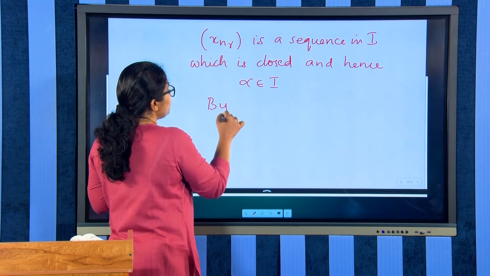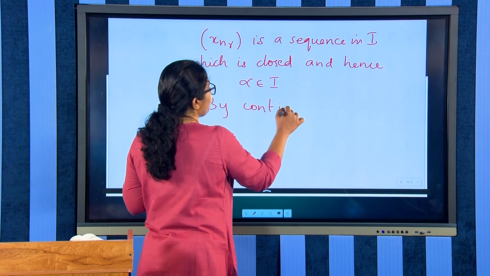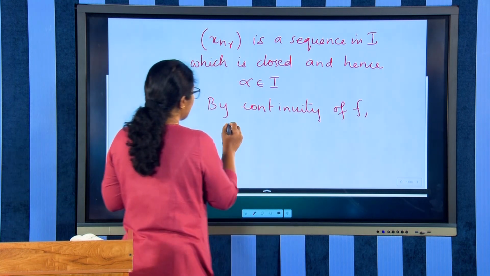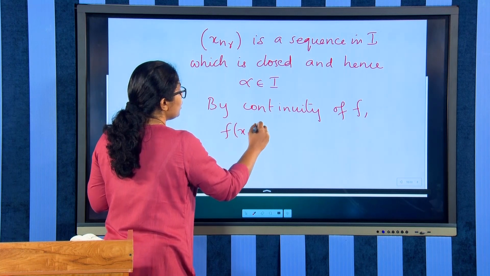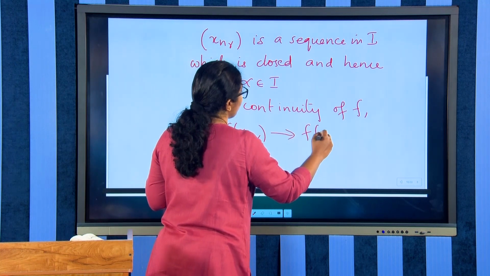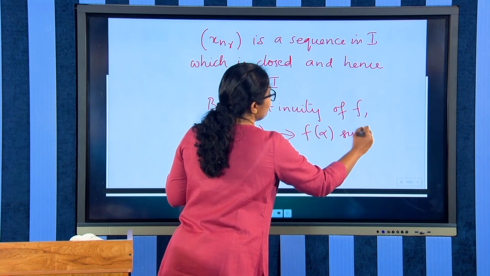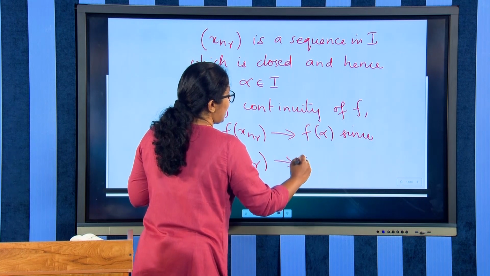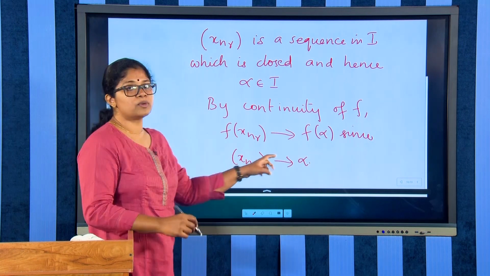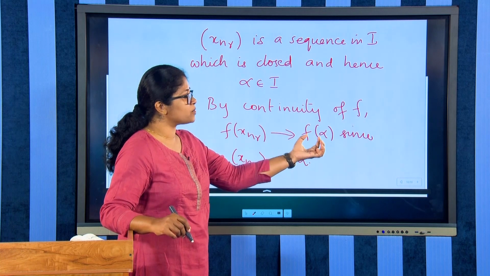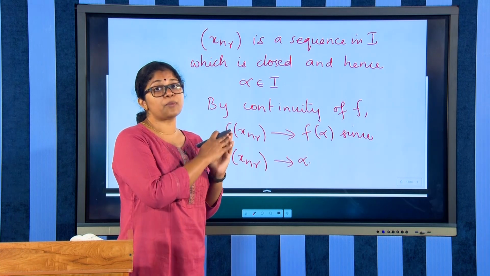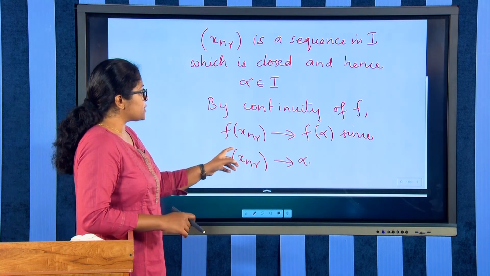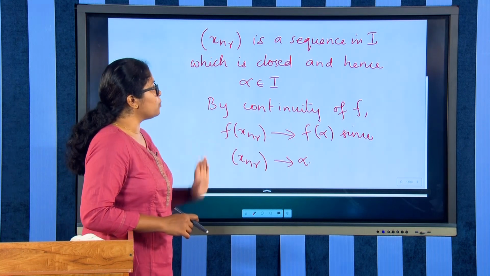Now by continuity of f, f of xnr should go to f of alpha, since we have seen the sequence xnr goes to alpha. So xnr goes to alpha means f of xnr goes to f of alpha, by the sequential criterion that we have seen in the previous case.